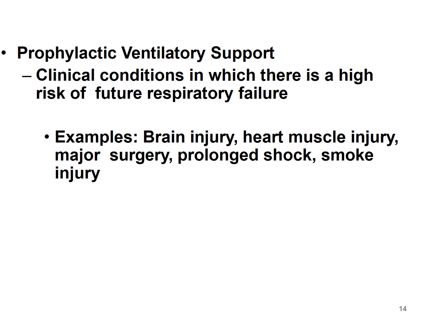Then prophylactic ventilatory support, that is in clinical conditions in which there is a high risk of future respiratory failure. Examples are brain injury. The patient may not have developed any respiratory failure, but the patient may develop it. So the patient is at a high risk. We have to continuously monitor the patient, but still, in order to prevent respiratory failure, we can put the patient on mechanical ventilation. Then heart muscle injury is another example.